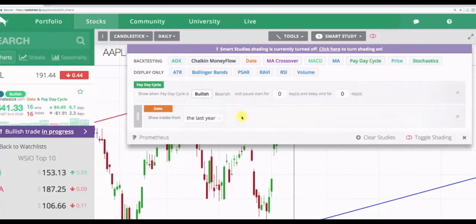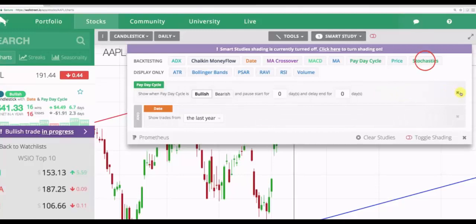I'm going to load up payday cycle. The batting average here is about 50-50, but if you look, the average win is $4.5, the average loss $1.90. Okay, so here's one of the biggest differences between the stochastics and the payday cycle. You're going to have more trades with the payday cycle, but the batting average is not quite as good over the last year, 50-50. But what I like about the payday cycle is the average loss is under $2.